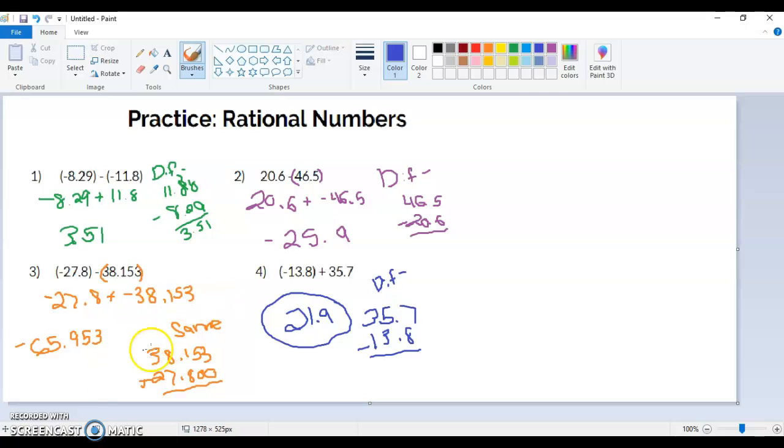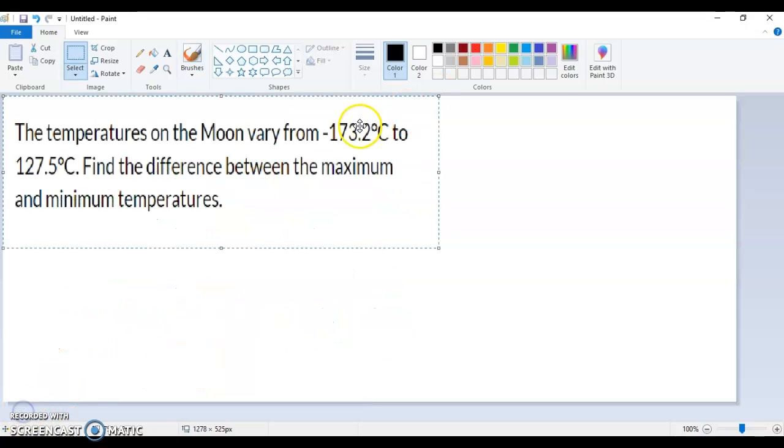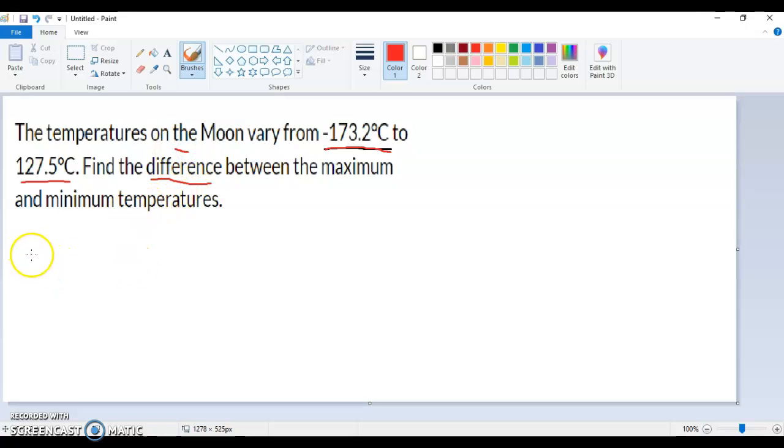Okay? And we're going to go ahead and look at a story problem. Finally, we have a story problem where it says the temperatures on the moon vary from negative 173.2 degrees Celsius to 127.5 degrees Celsius. We want to find the difference between the maximum and the minimum. Difference means subtraction. So we're going to take the maximum, which is the positive because it's the largest, 127.5, minus negative 173.2.